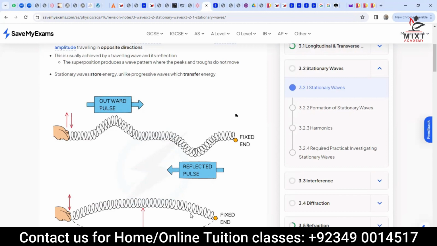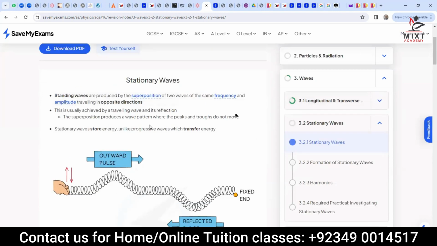Remember that the frequency of any object will never change unless their sources are different. Here there is one source, so whatever wave is going outward, the reflected wave will be the same: same frequency, same amplitude, but in the opposite direction.